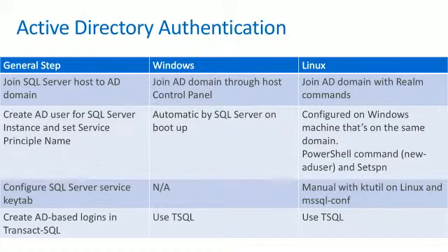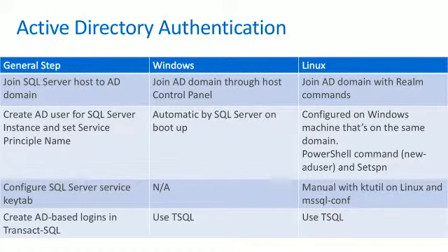The second step is to create an AD user for the SQL Server instance and set the service principal name. On Windows, this is done automatically by the SQL Server process every time SQL Server boots up. On Linux, you would have to manually create the AD user on a Windows machine that's connected to the domain controller, or connected to the same domain. This is done with the PowerShell command New-ADUser, and running a setspn binary to get the service principal name set up.